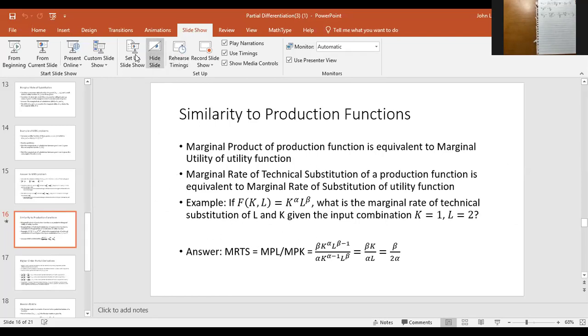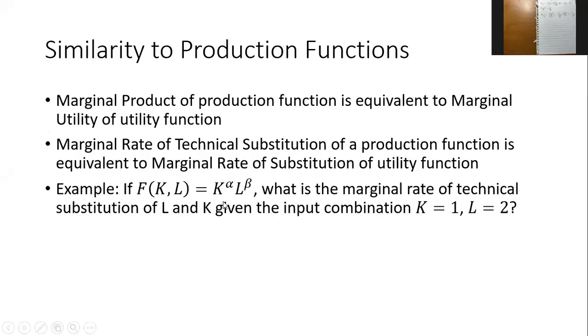Production functions are very similar to utility functions, except now the inputs to the function aren't units of consumption, they are units of capital and labor, usually. But there's this concept, marginal rate of technical substitution of L and K. That's the same thing. I would take the partial derivative of L and divide it by the partial derivative of K.